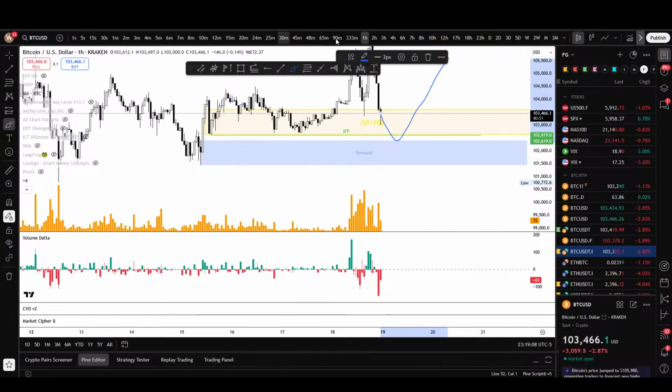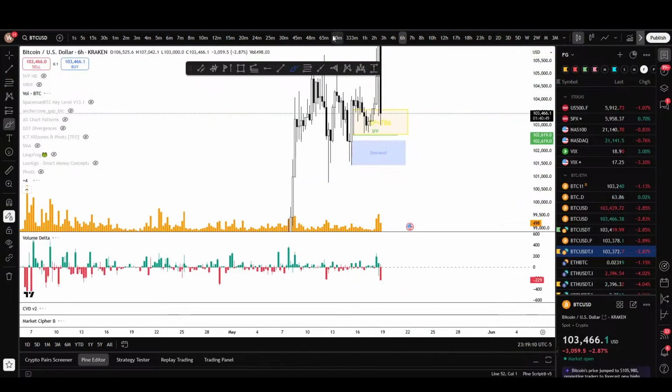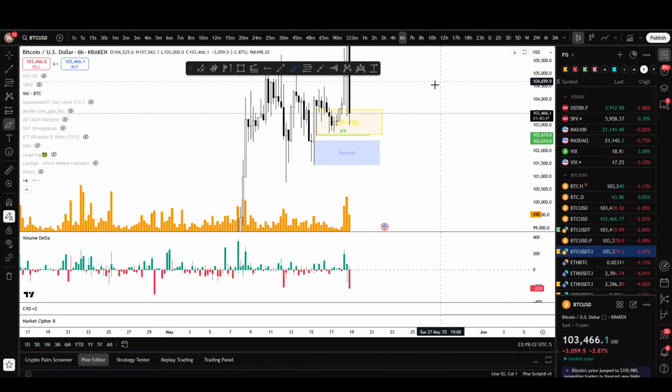Because this is internal. I believe it was 6 hours structure. Yeah, so this is internal 6 hour low. So if we could pull this SFP, I would like that.